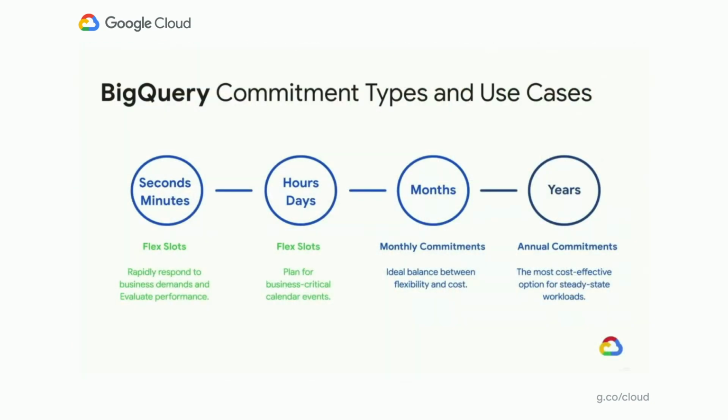Fantastic. One last comment on the different commitment types. I want to make it really, really clear. So we have 3 commitment types: flex slots, monthly, and annual. And so think about what is the proper use case for how to combine these. You don't have to use only one of those types. It's just slots again, and the difference is the length of the commitment and price.